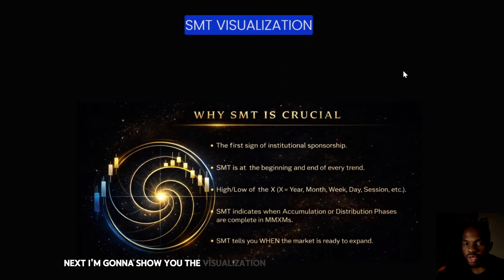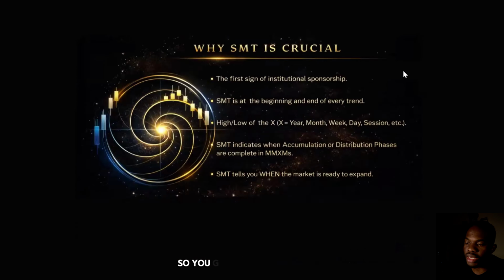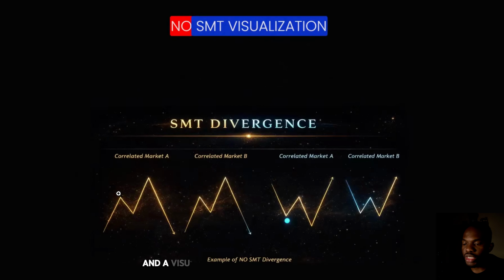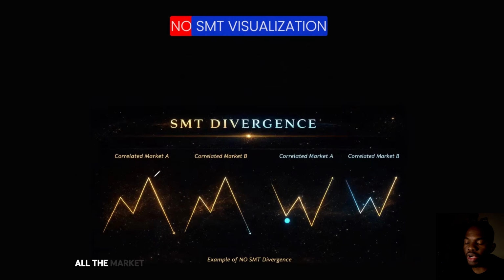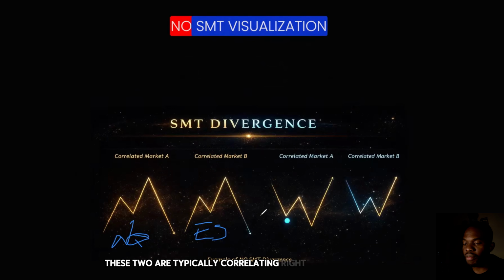Next, I'm going to show you the visualization of a regular SMT so you gain an understanding of this. So with a regular SMT, when you have no SMT, all the markets that you're trading will be correlating. What do I mean by correlating? It means that if this asset, let's say for example, this is NQ right here, and let's say this is ES, these two are typically correlating, right?